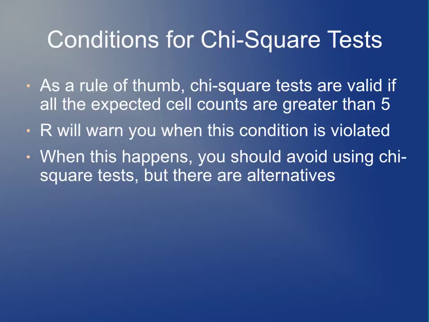In order for the chi-square test to give you valid results, the usual rule of thumb is that they're valid if all the expected cell counts are greater than 5. I found in practice usually the results are fine even if this condition is violated, but if that condition is satisfied, you should be fine. If it's not satisfied, R will give you a warning, and it might be a good idea to avoid using chi-square tests in those cases, but there are a couple of alternatives that you can use to make sure that your results are valid even if the expected counts are low.